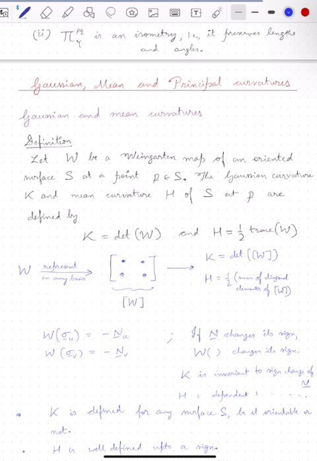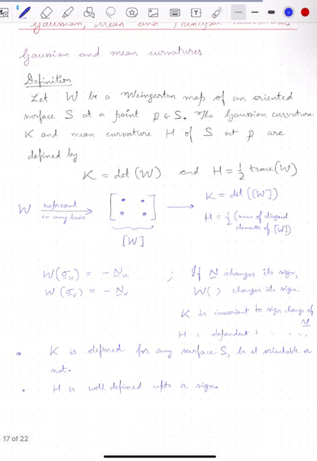The definition was that we started with a Weingarten map of an oriented surface S at any point P which belongs to the surface S. Then we derive the expression for the Gaussian and mean curvatures in terms of some properties of the map itself, right? So K happens to be the determinant of the Weingarten map, and H was half of the trace of the Weingarten map. And recall the Weingarten map was a linear map, mapping from a vector to a vector.